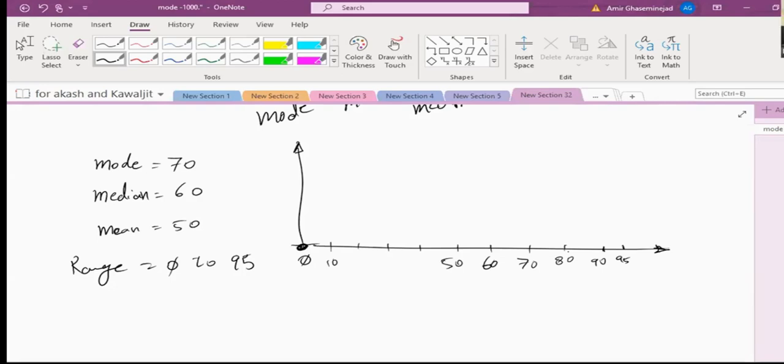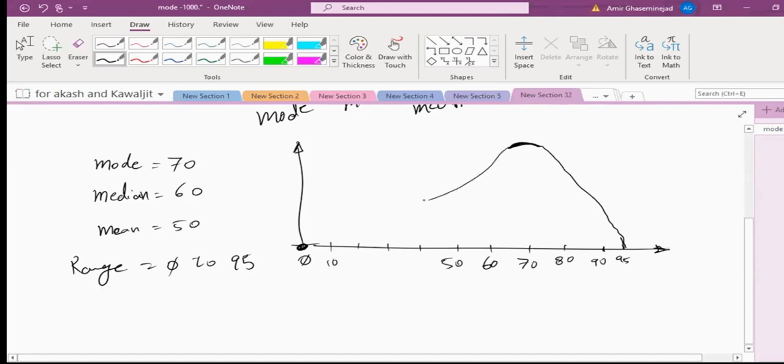We want to visualize what's going on. Because the mode is 70, we know that most people in the class got 70, so we'll make the peak at 70. Yeah, exactly. Very good. We have a peak at 70. Then what? Because we know the range is 0 to 95, we can connect the points. Yeah, it cannot go above 95. Okay. And the other end will also be zero.